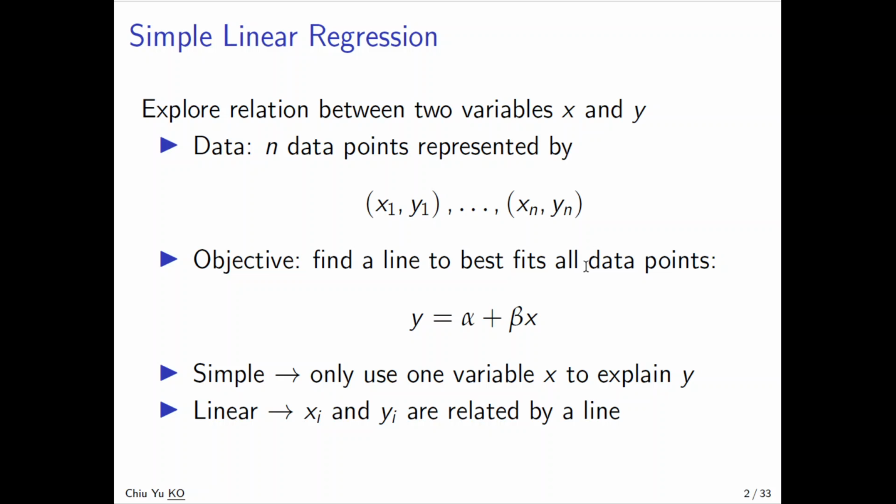There are many ways to define best, but we focus on the simple one, which we define clearly. What we want is to find a line. The formula is y equals alpha plus beta x. Alpha is the intercept. Beta is the slope. We're trying to find the best line, that is, find alpha and beta, such that this explains best how x and y are related through this equation.